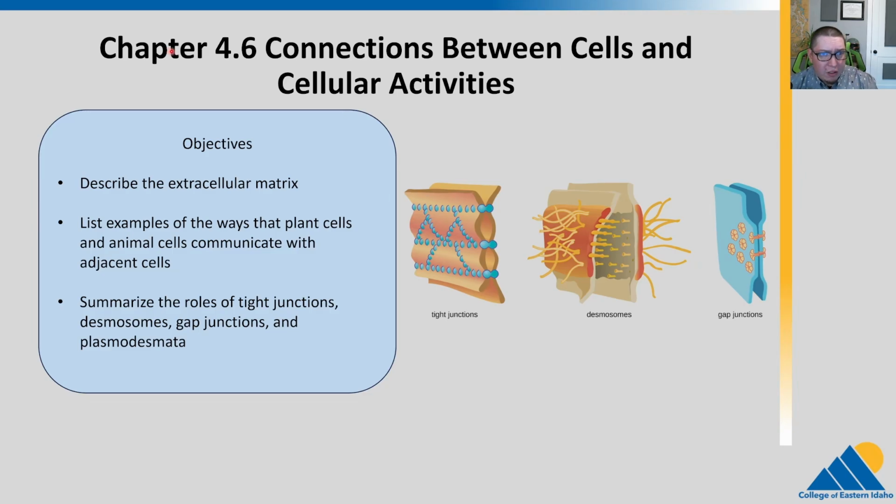Chapter 4.6, we're going to talk about the connections between cells and how they influence some cellular activities. So we need to first talk about extracellular matrix. We'll talk about this in the context of animal cells primarily. We'll look at some ways that plant cells and animal cells can communicate with adjacent cells, although we'll talk more about this in detail in Chapter 9. And then we will talk about some of the junctions that can occur between cells to not only attach cells together, but allow some of this communication to occur.